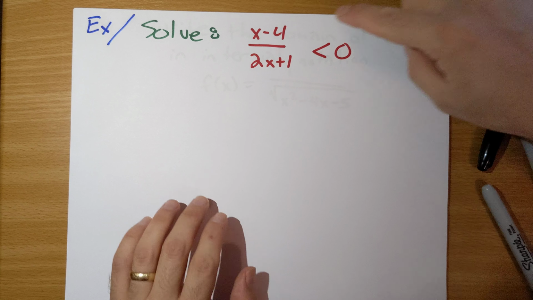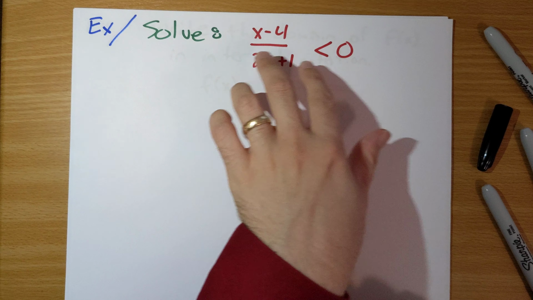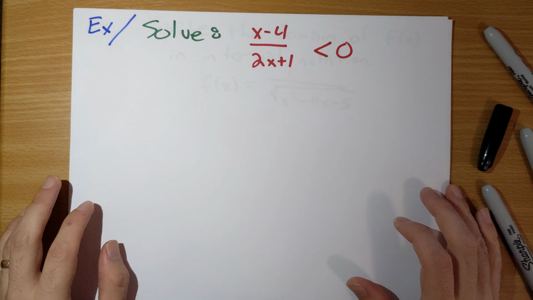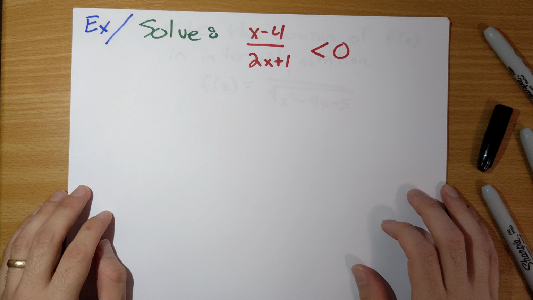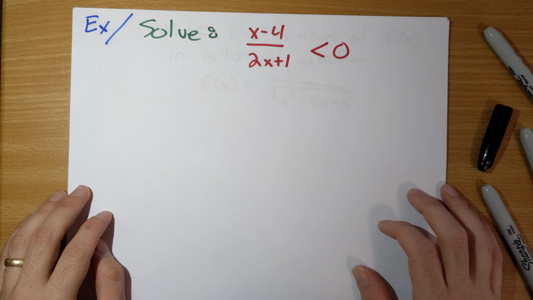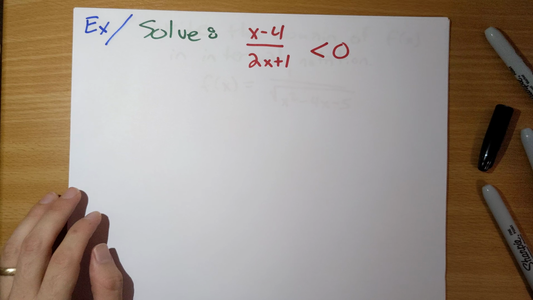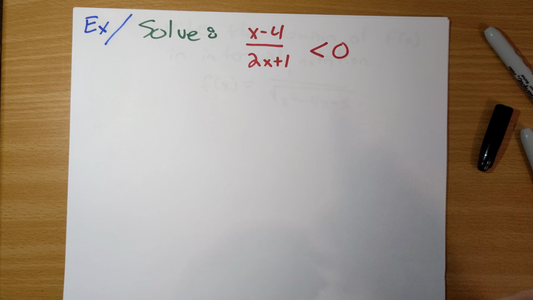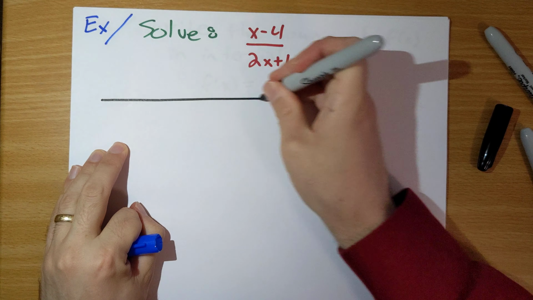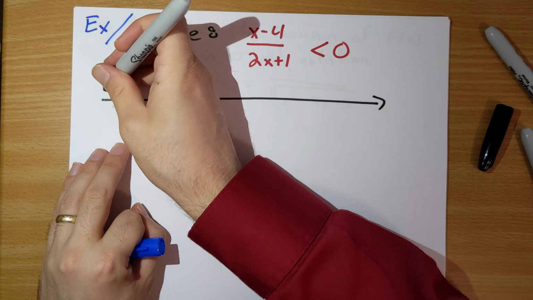So if this were equal to 0, we'd clear out denominators, multiply by 2x + 1 on both sides. But because this is an inequality, it's a little bit trickier. And so the best way to do things is to make a sign chart. Let me draw a number line here.